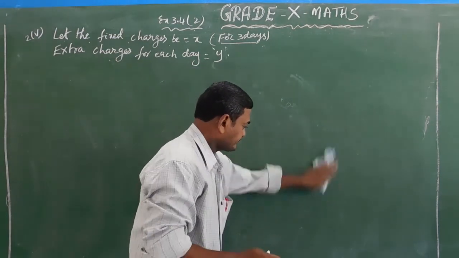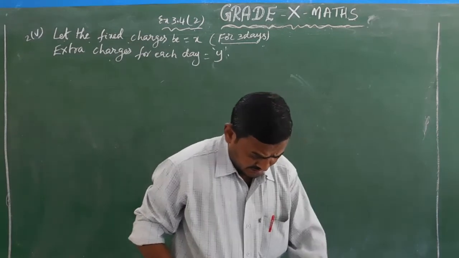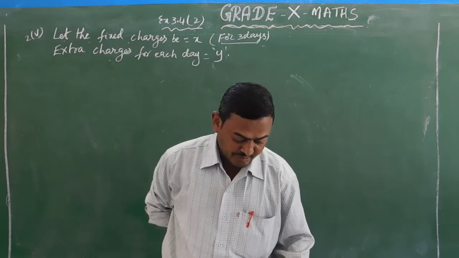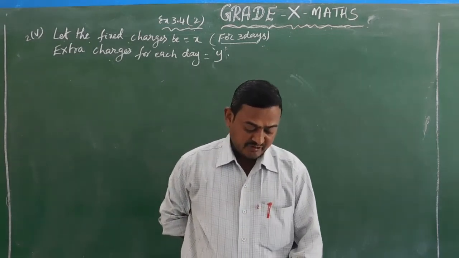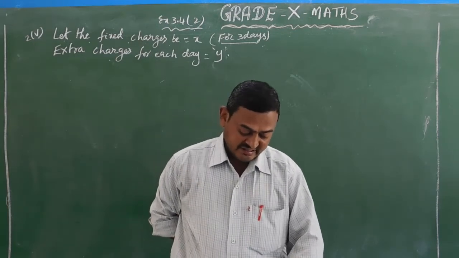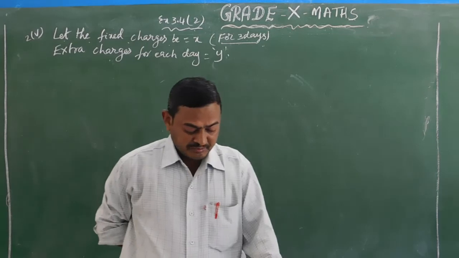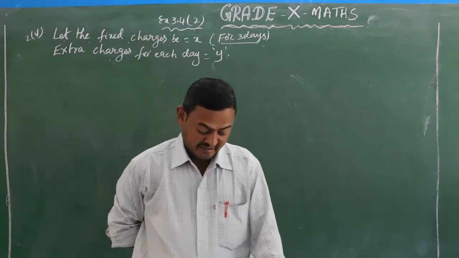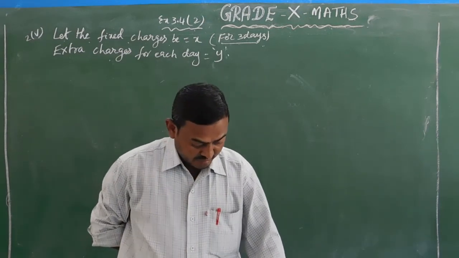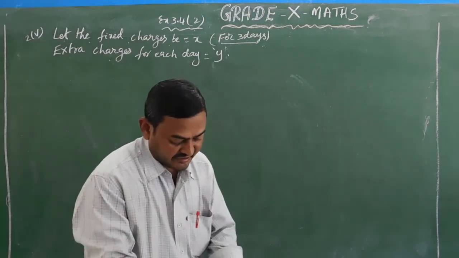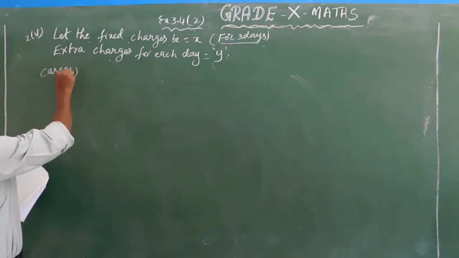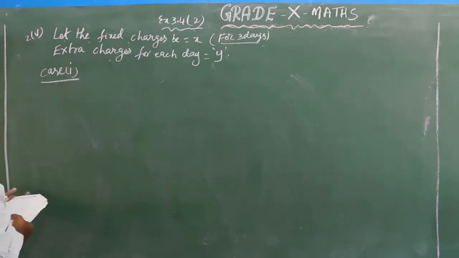Now come to the question. Sarita paid 27 rupees for a book kept for 7 days. How many days did she keep it? 7 days. And how much did she pay? 27 rupees. She paid 27 rupees for 7 days. First we discuss that condition. So case 1. What is case 1?